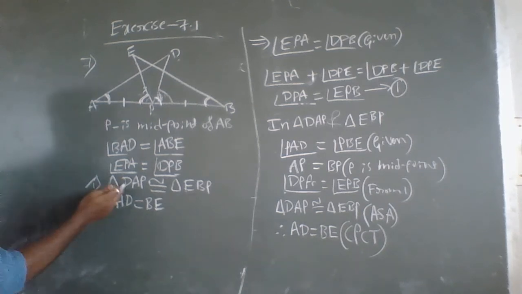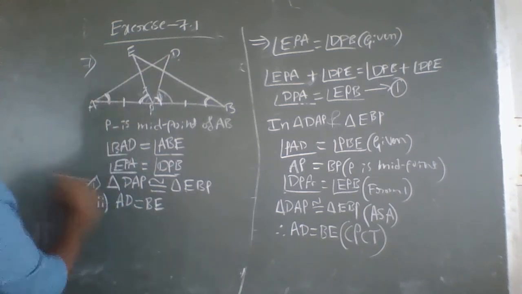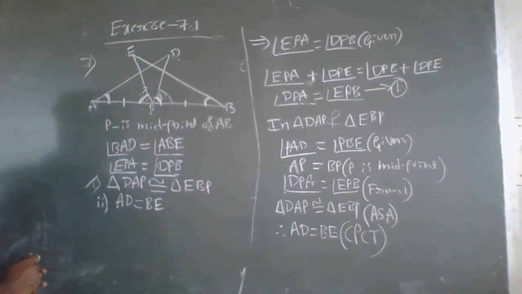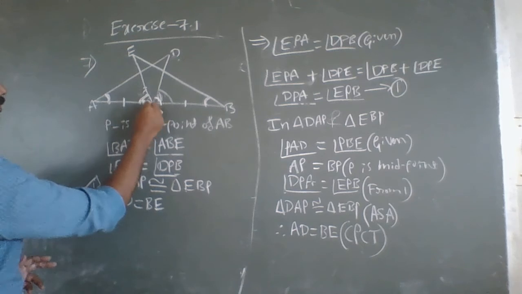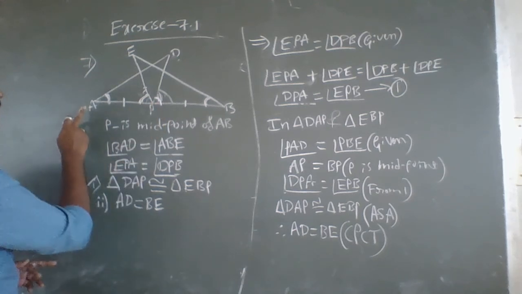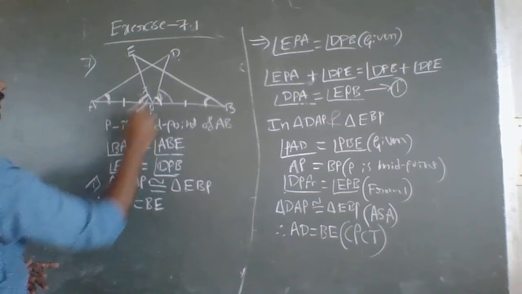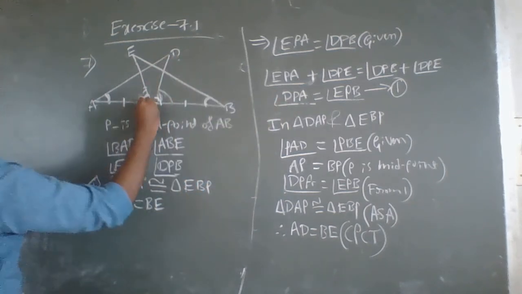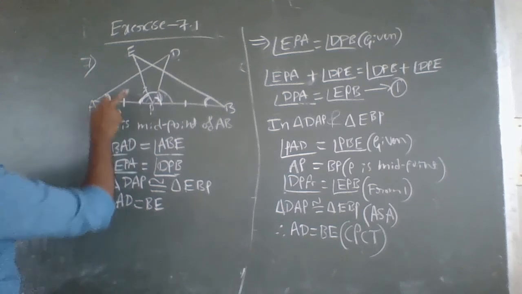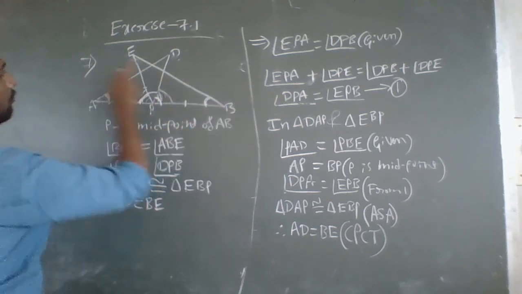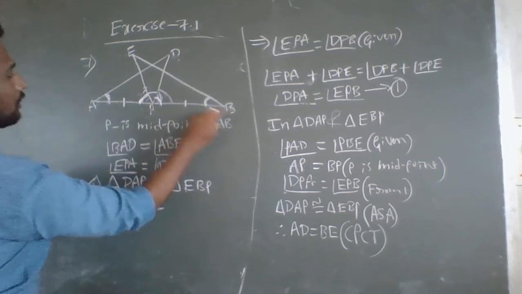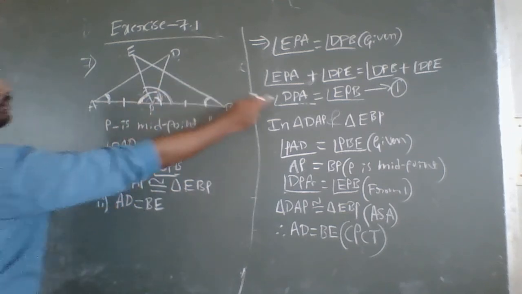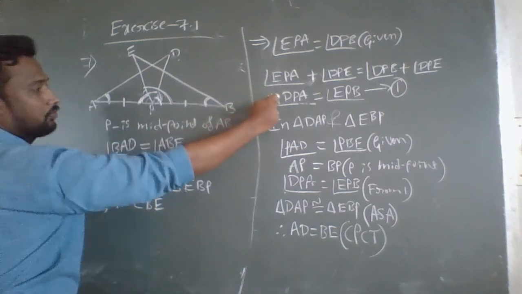To prove that triangle BAP is congruent to triangle EPB, what I did was prove that angle APD, or DPA, this complete angle, is equal to angle EPB, this complete angle. So these two angles are equal, which I proved first.